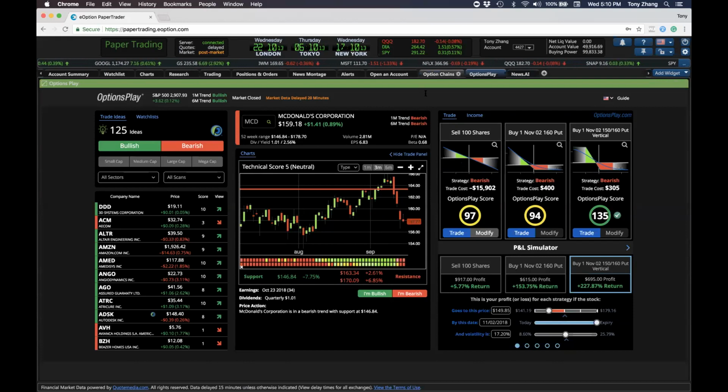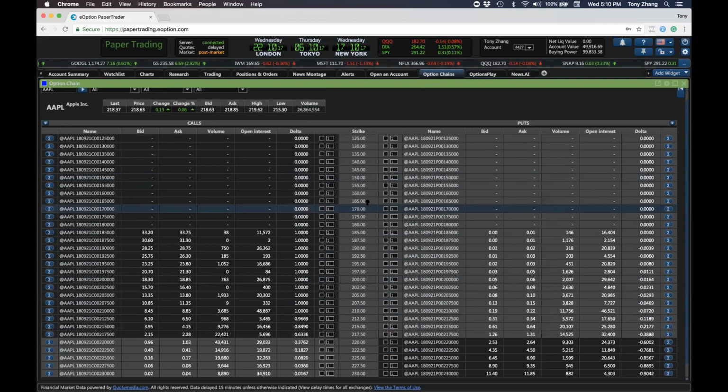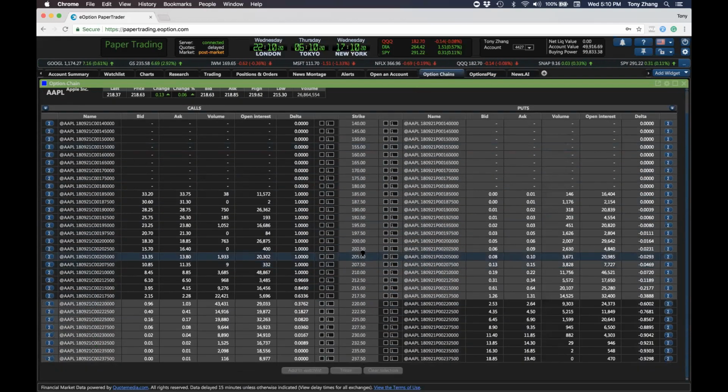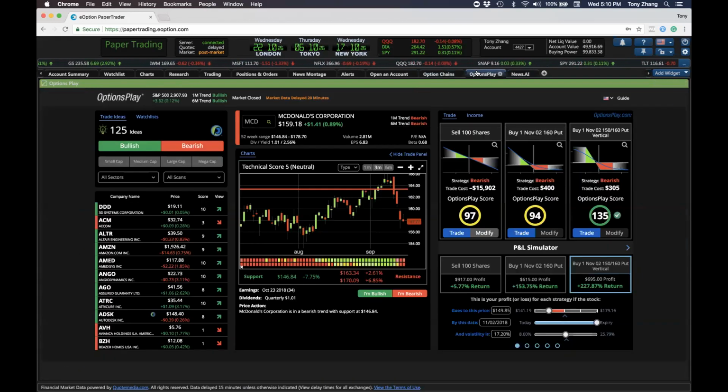As opposed to how you would typically have to scroll through pages and pages of these screens, pick certain expirations and strike prices first, do some back of the envelope calculations, then decide. It's a very tedious way of trading, whereas OptionsPlay really makes it a lot easier for you to analyze these strategies.